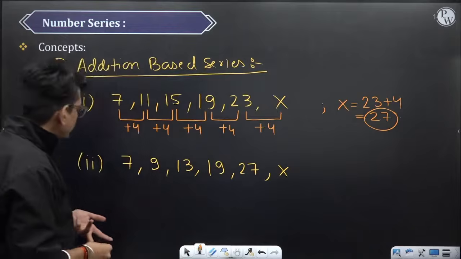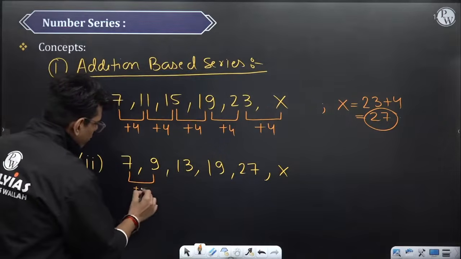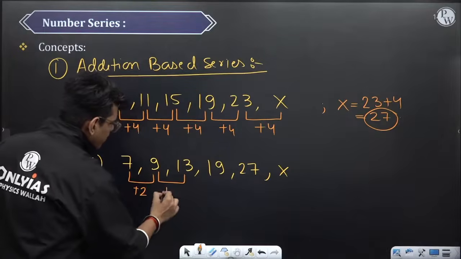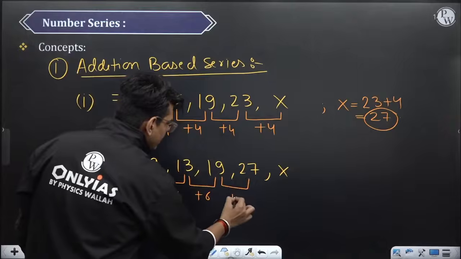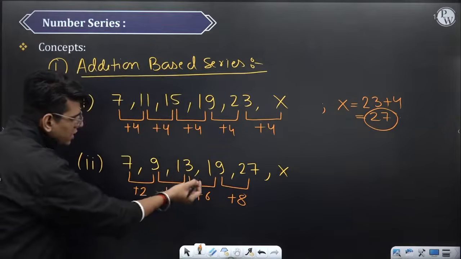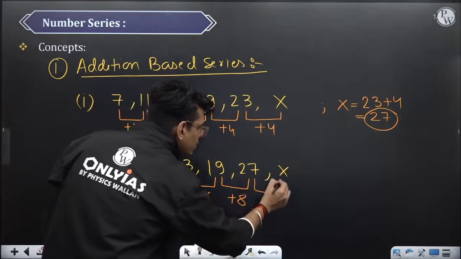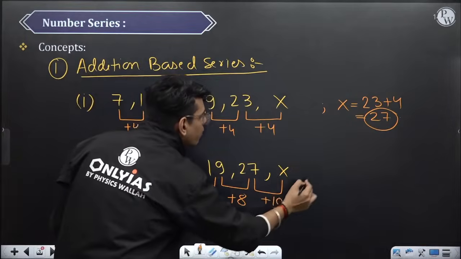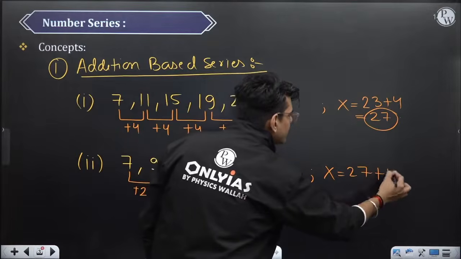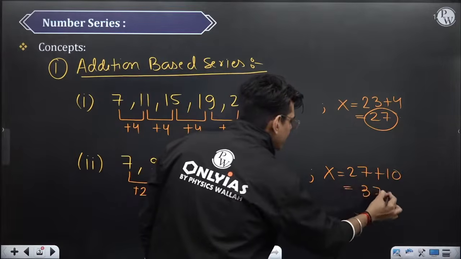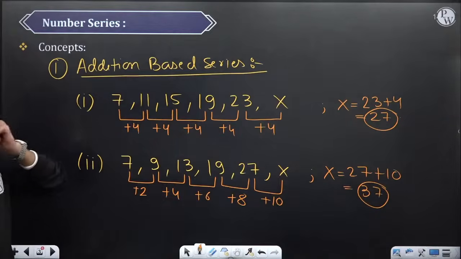So in this question, let's see the difference. The difference is plus 2, then plus 4, then plus 6, then plus 8. So the difference between two consecutive terms is increasing. The next difference will be plus 10. So x is 27 plus 10, which is 37. This will be the next term of this series.